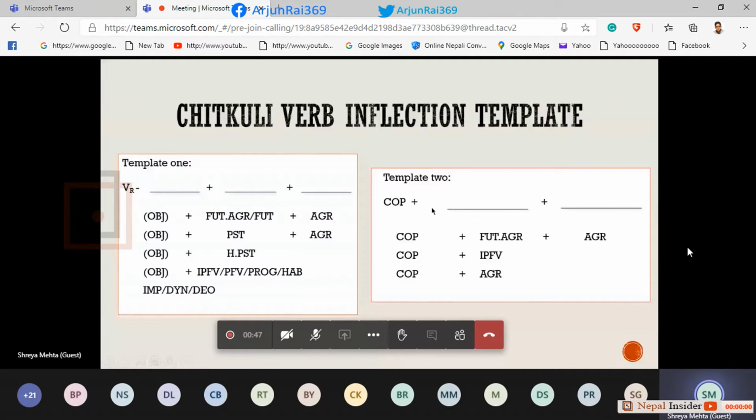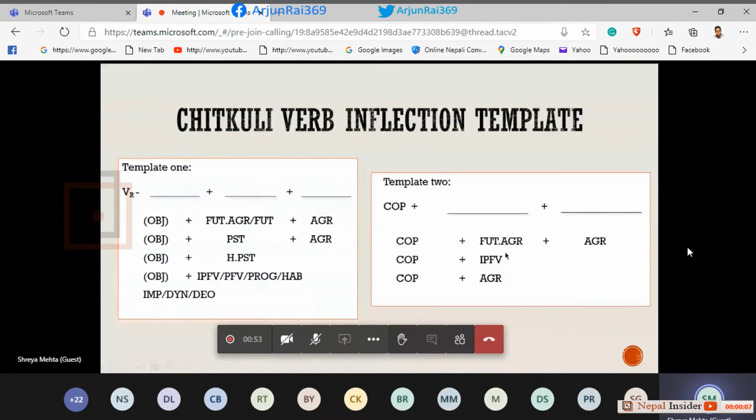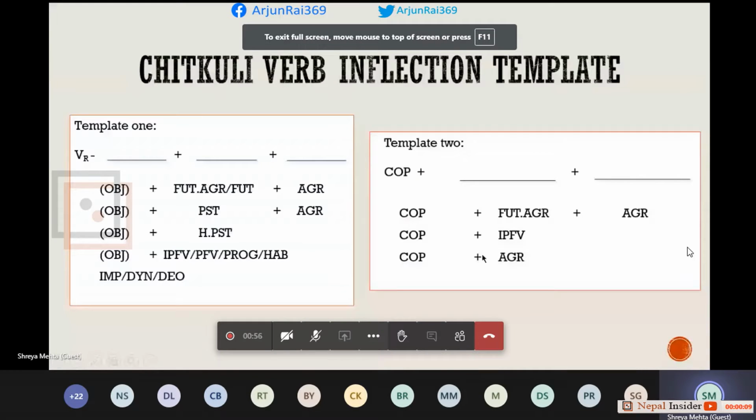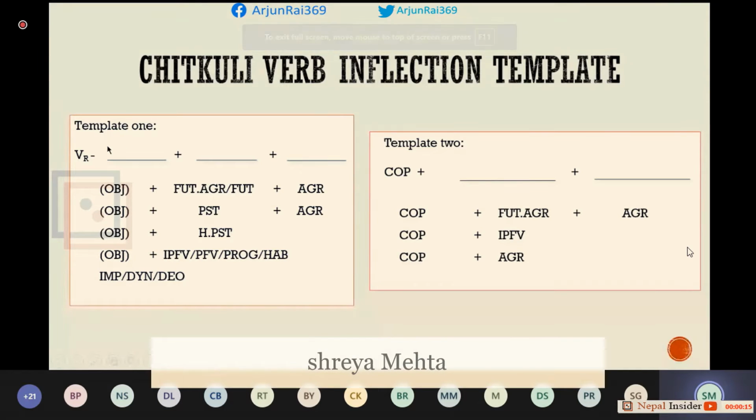In copular construction, you have future and imperfective being added. They can be represented on the copula. And if it's a simple epistemic without any tense or aspectual significance, then this is the one that's used. So in here, at the max, you can have 3 exponents. Here, you can have 2.